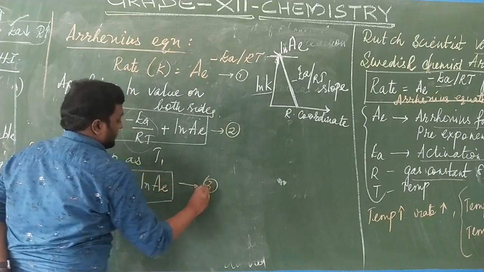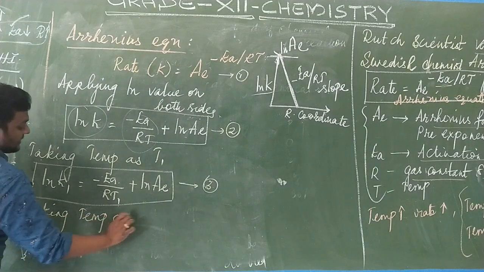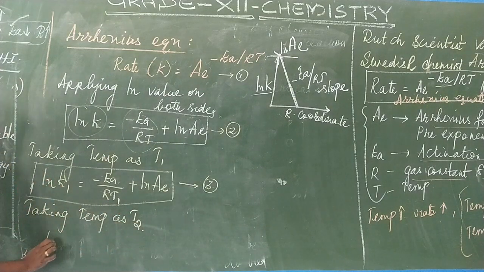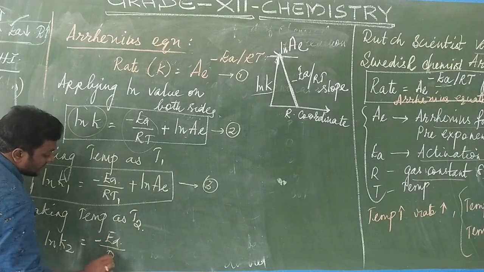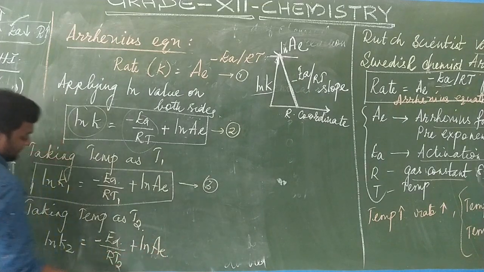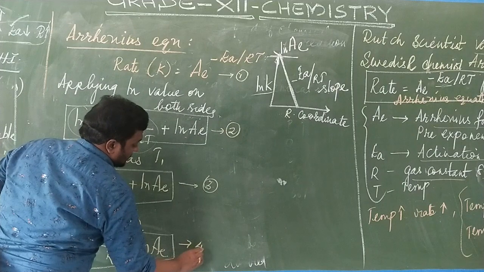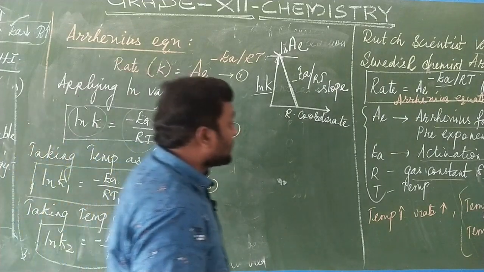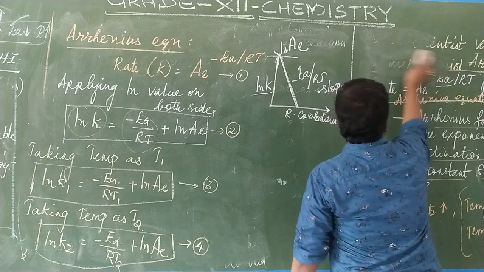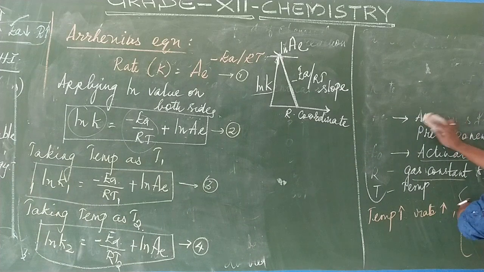Now taking a different temperature, temperature as T2. So what will happen? Ln of K2 will be equal to minus EA divided by RT2 plus ln of AE. So this becomes equation number 4. Now subtracting equation number 3 from 4.